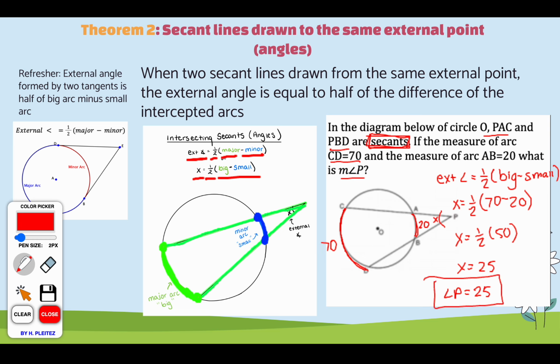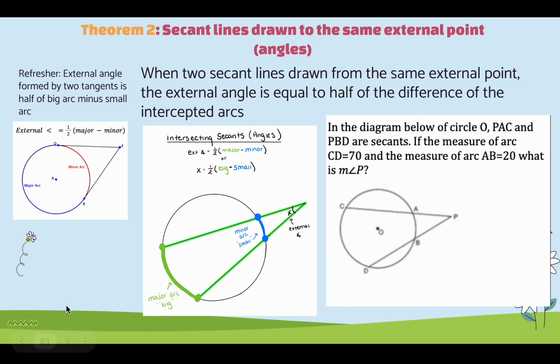Okay. Now there might be examples where you actually have the external angle and you need to find one of the arcs. But again, just write your formula out, substitute what you have, and solve for your missing piece.